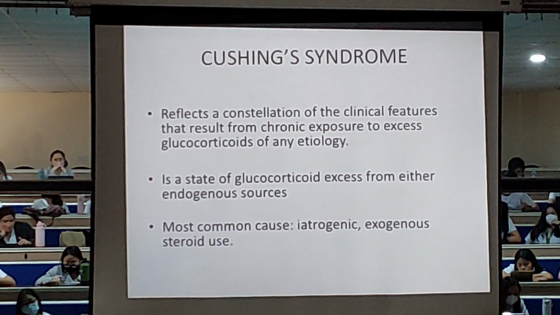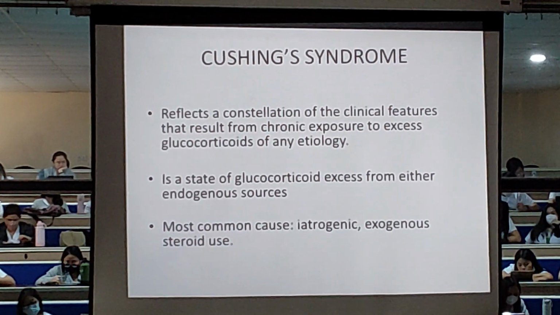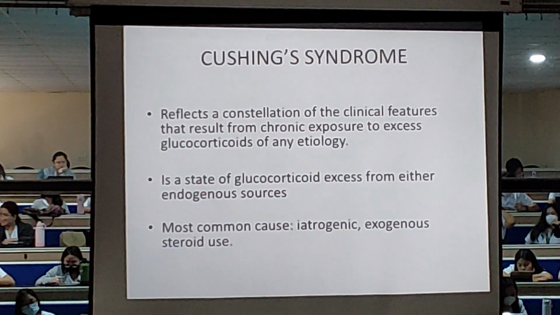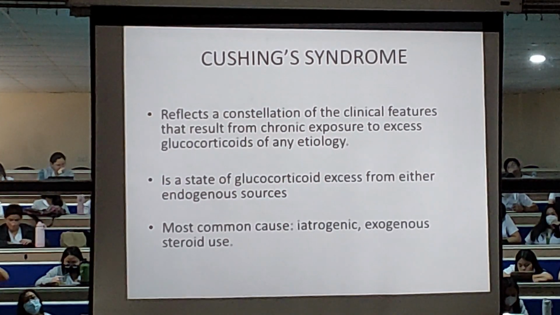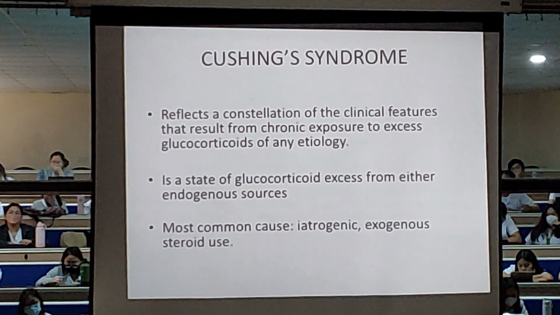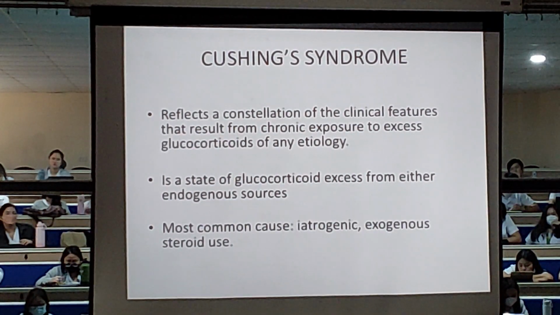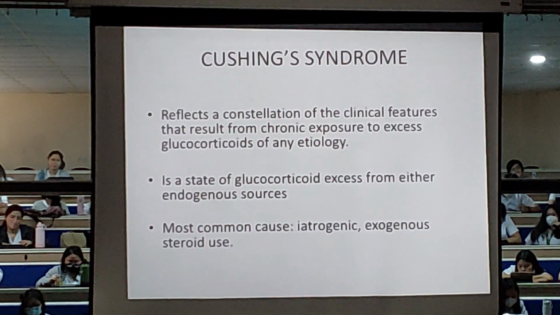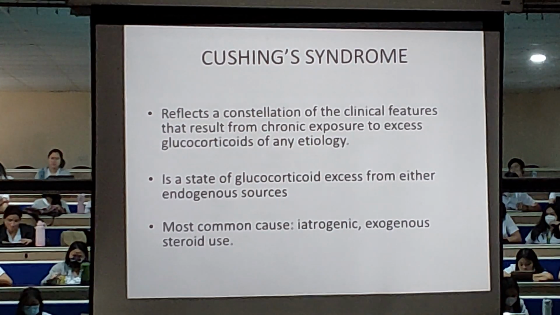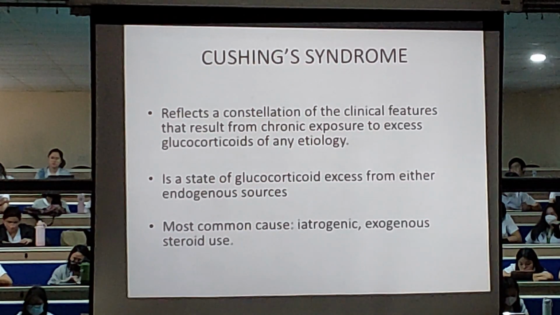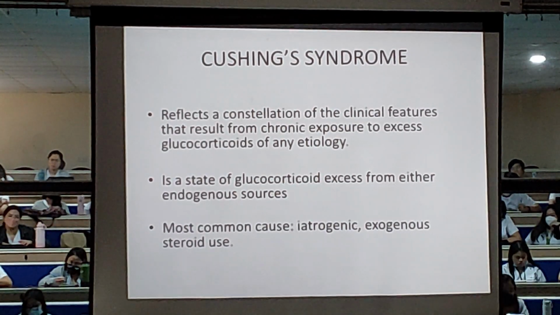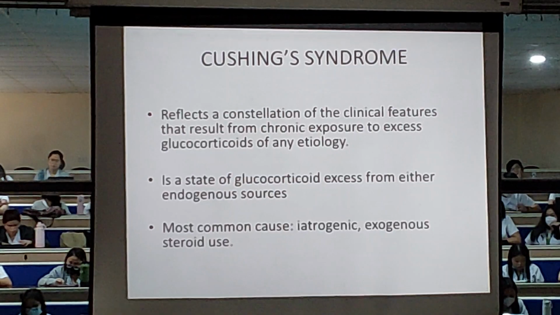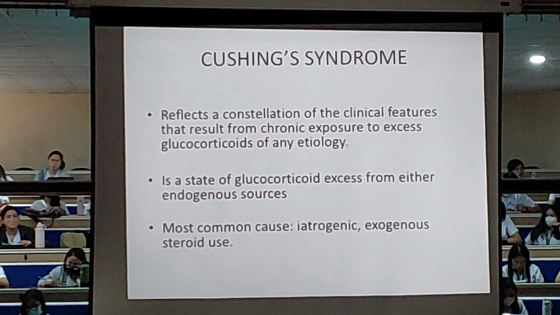So for Cushing syndrome, this is another condition associated with hormone excess. This reflects a constellation of clinical features that result from chronic exposure to excess glucocorticoids of any etiology. It is a state of glucocorticoid excess from either endogenous or exogenous causes. For exogenous Cushing syndrome, the most common is iatrogenic Cushing syndrome. But for endogenous, the most common is an ACTH-producing tumor.